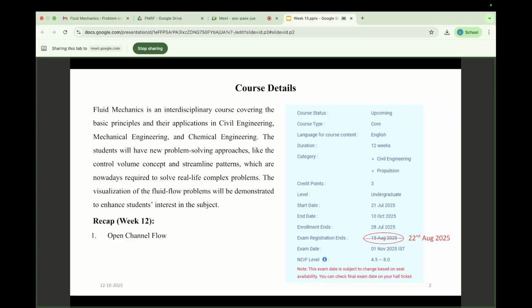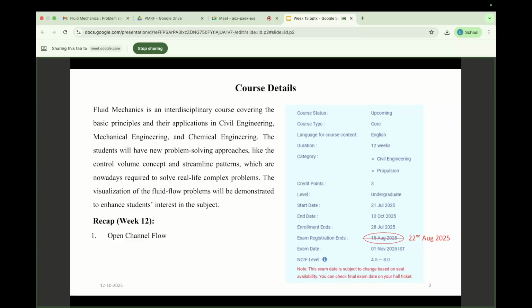As your exam is approaching in the first week of November, not much time is left, so you had better revise and go for the exam accordingly. I hope these courses will definitely help enrich your knowledge.